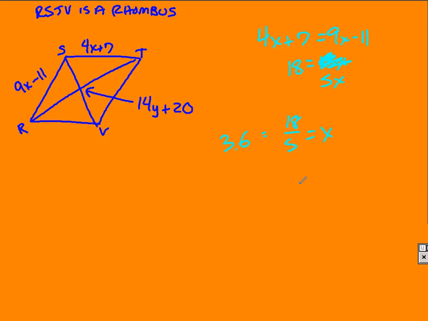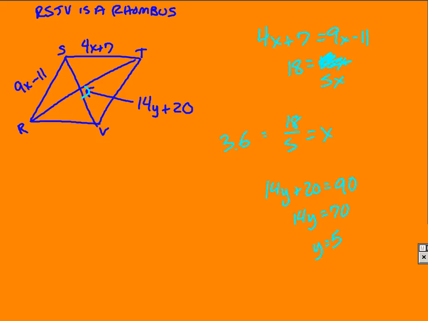And as for this angle, they're looking at this angle right here in the middle. Well, diagonals in a rhombus intersect at right angles. So that means 14y plus 20 is a right angle. It's equal to 90. I'll subtract 20 and get 14y equals 70, which means y will equal 5 for this problem.